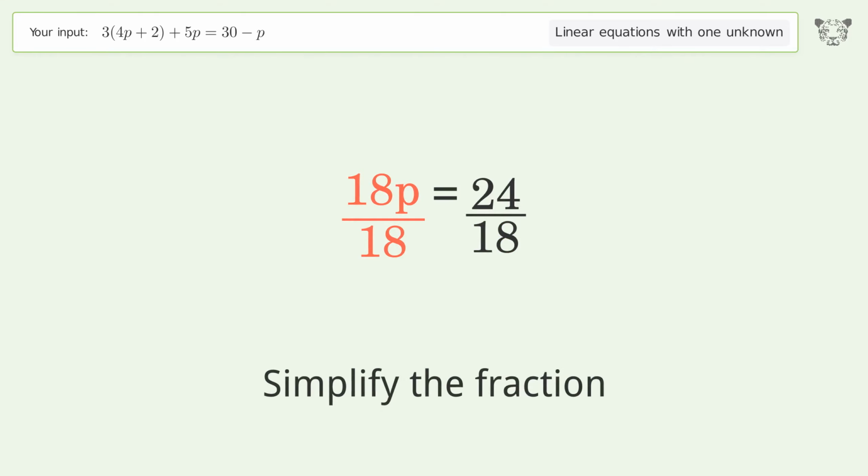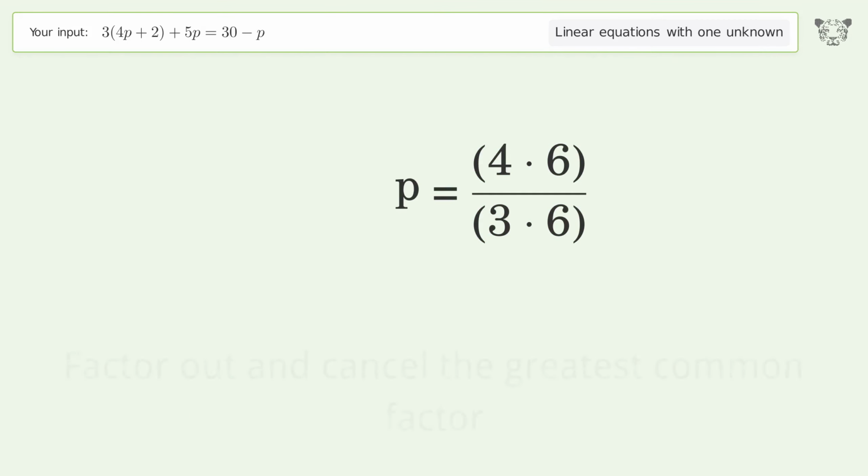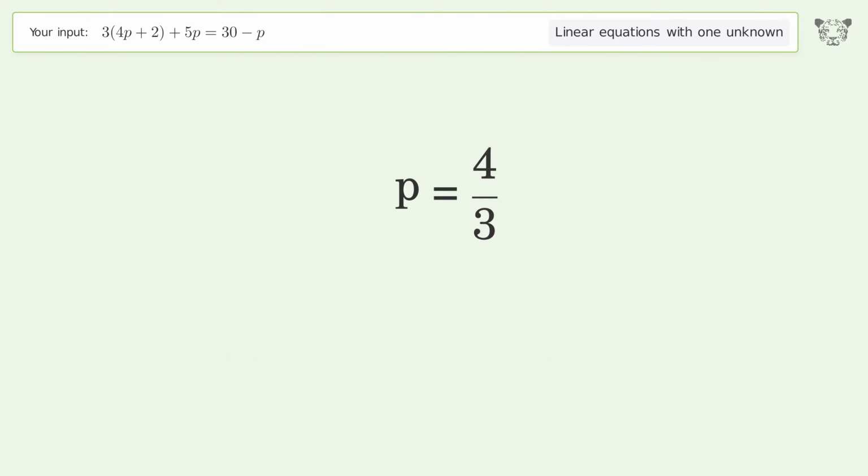Simplify the fraction. Find the greatest common factor of the numerator and denominator. Factor out and cancel the greatest common factor. And so the final result is p equals 4/3.